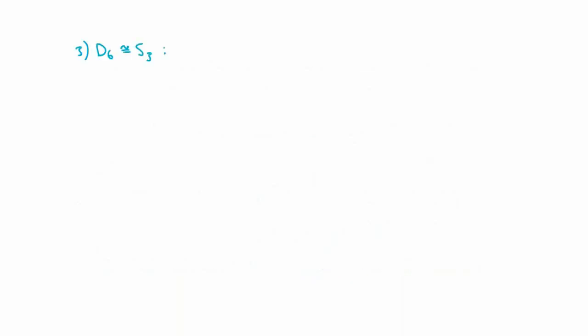As a final example to illustrate how property 8b is useful, let's at last prove that D6 is isomorphic to S3. As I mentioned in the previous video, this is something that we could have done before, but now that we have properties 8a and 8b, it's going to be a lot easier. So remember that a presentation for D6 is as the group generated by R and S, subject to the relations that R cubed equals S squared equals identity, and RS equals SR inverse.